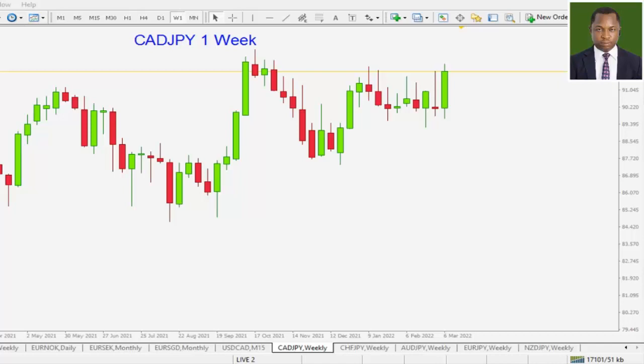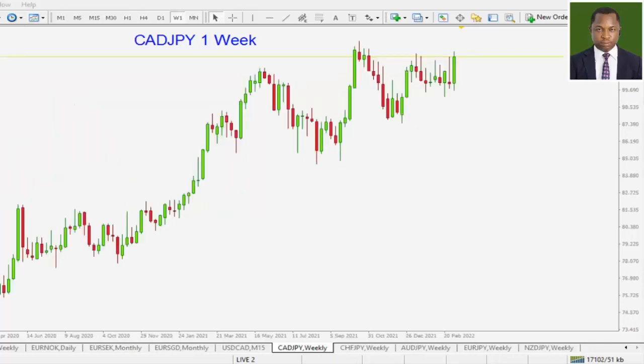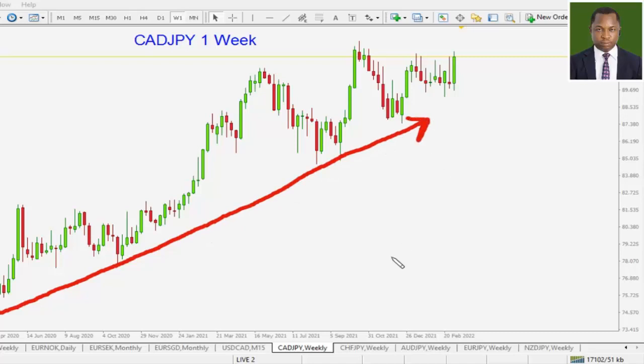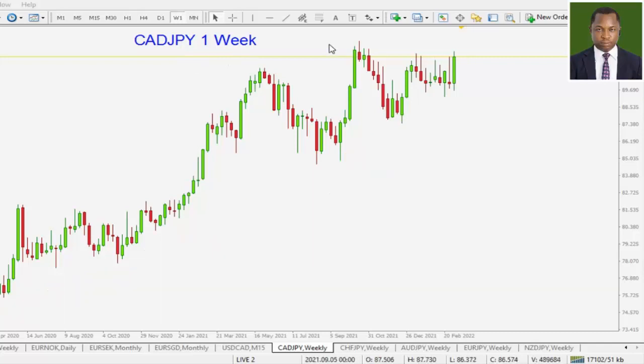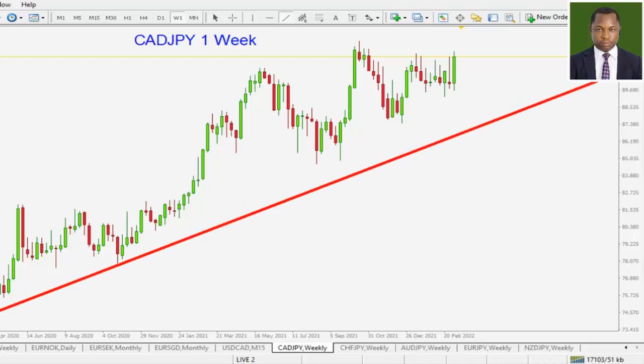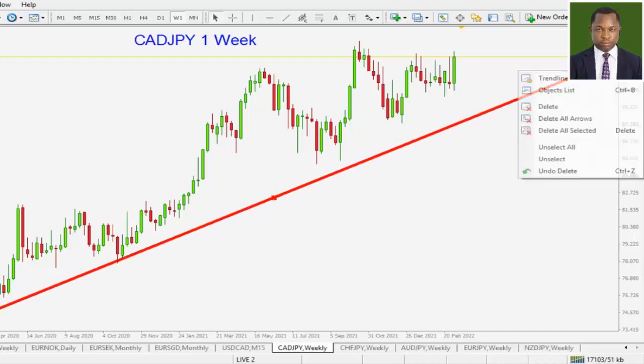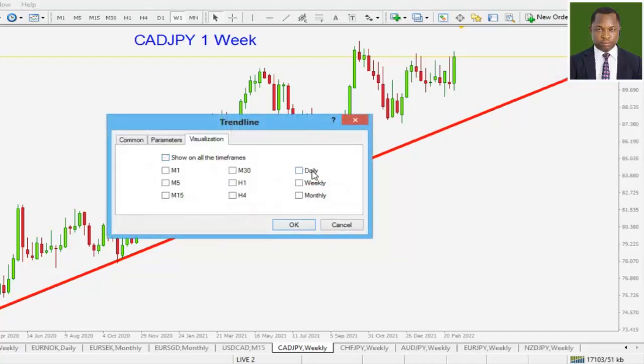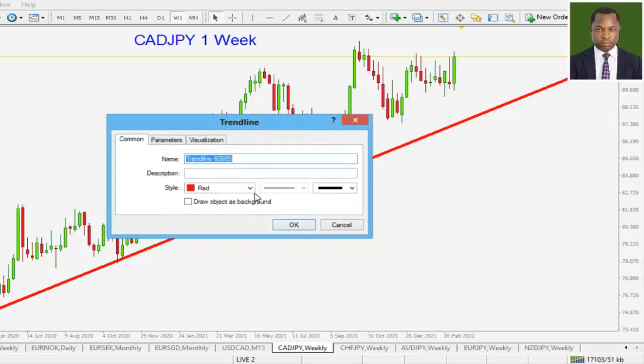Let's see the overall direction of this pair. Well, price has been moving up nicely. Okay, so the trend in the Canadian dollar against Japanese yen, the weekly time frame, is to the upside. So we are going to keep an upper trend line there. All right, that's one there. Let me change that color to blue.